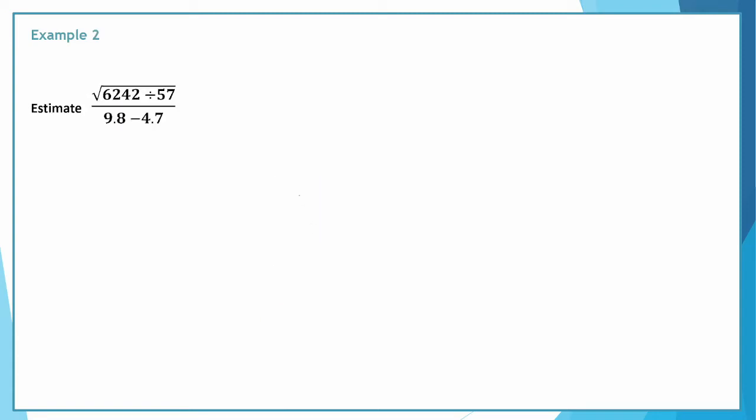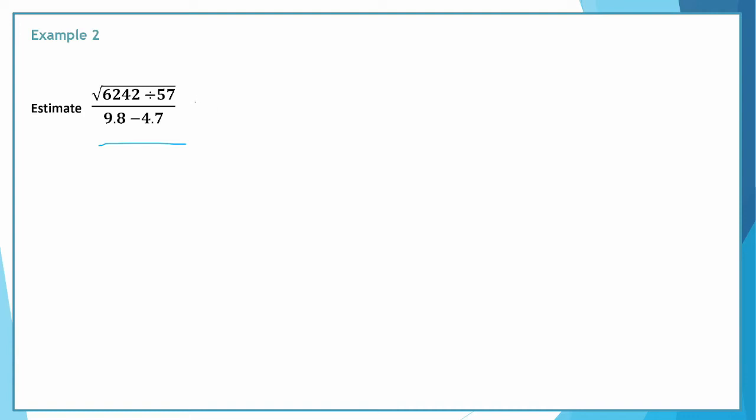So here we have example 2. We've got what looks like a much more complicated sum here: 6,242 divided by 57, all of that square rooted on top, all of that divided by 9.8 minus 4.7. I'm going to show you how we can use estimation here to get an answer. First of all, we'll make the sum a lot simpler to work out, and then we'll get an answer which is pretty close to the actual answer.